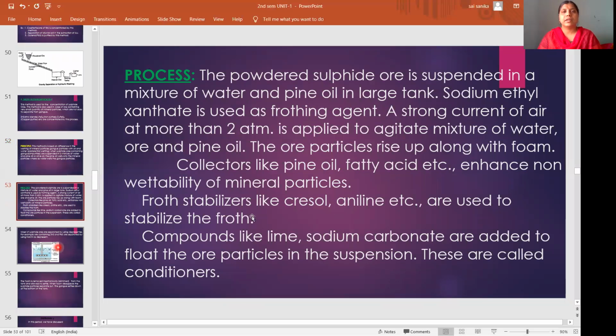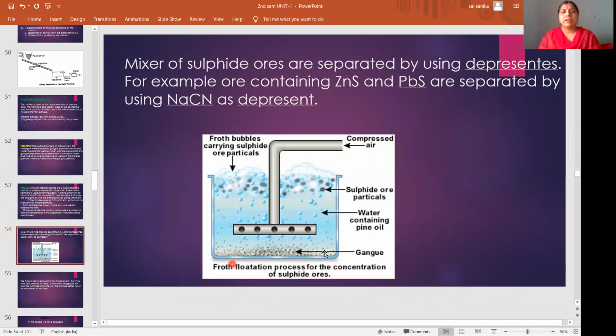Here I will show the diagram. We are taking one large tank. In the tank we are adding a mixture of water and pine oil or olive oil. To that mixture we are adding powdered sulfide ore. Then we are adding one frothing agent called sodium ethyl xanthate. Then we are passing a strong current of air, more than 2 atmospheres, to agitate that mixture, so that the mixture will mix well and foam will be produced.